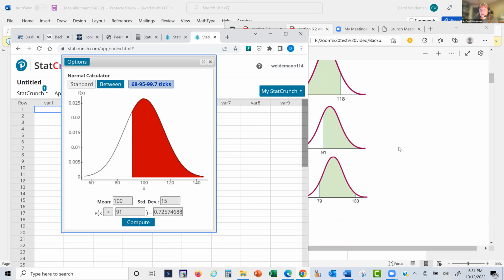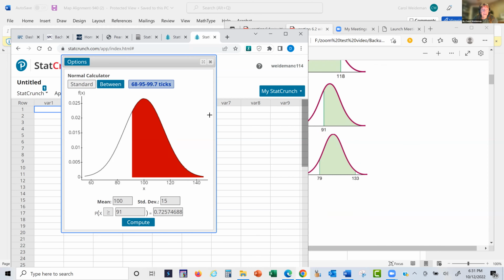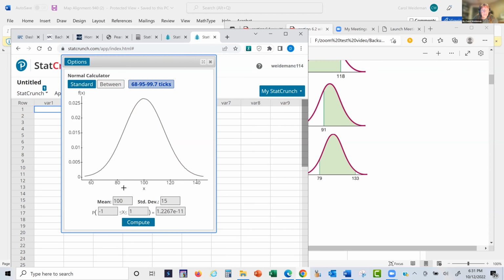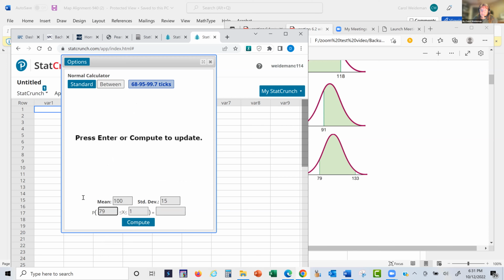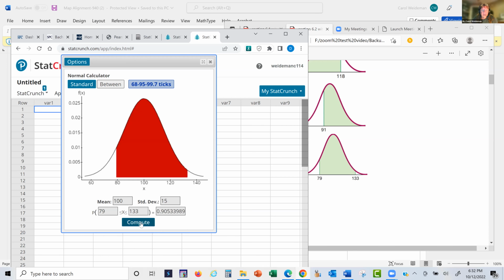And then just like we did in the other section, we can do a between. So click on your between here. And we're going to go from, they're asking us to go from 79 to 133. And we get 0.9053. And again, that picture looks very similar.